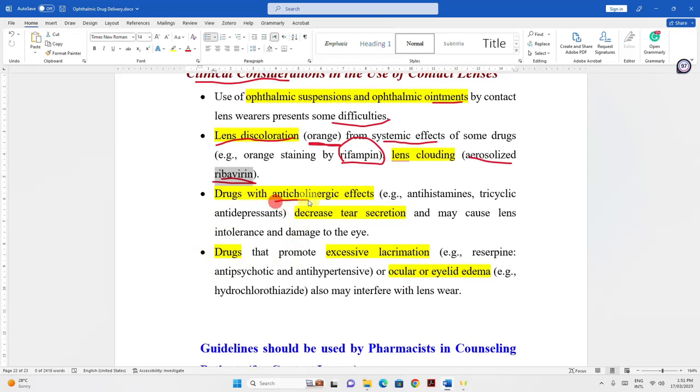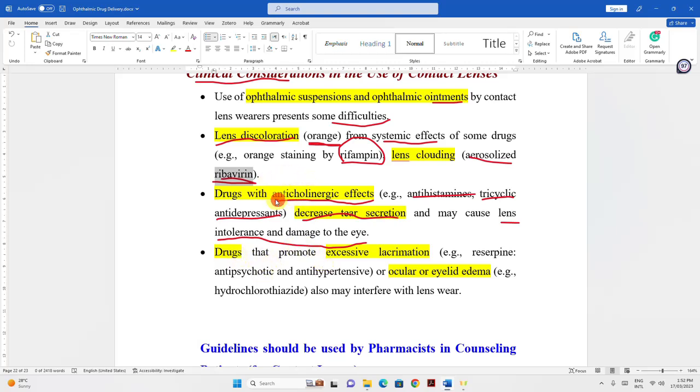Also, drugs that have anticholinergic effects, like what? Antihistamines, tricyclic antidepressants. These drugs decrease tear secretion. Okay, so your eyes are drier, and this may cause lens intolerance and even damage to the eye, because remember that soft contact lenses need to be wet.